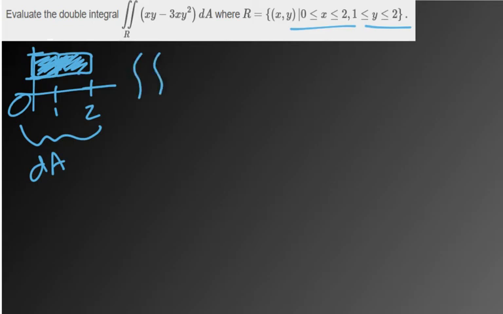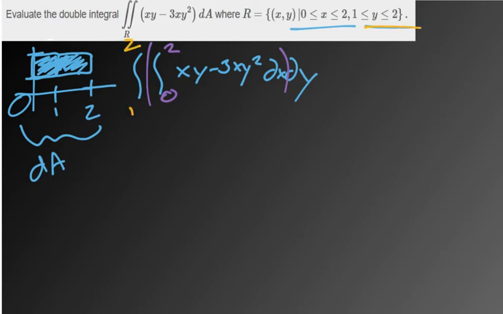So I'm going to set my integral up. And so I have xy minus 3xy squared dx dy. And then we don't write the parentheses, but you do want to kind of see it this way. That inner integral is the dx one. And so the dx one goes 0 to 2. And then the other one goes 1 to 2. So we got 1, 2, 0, 2.